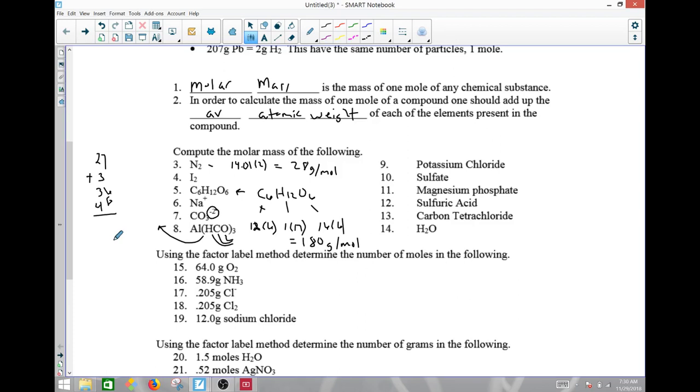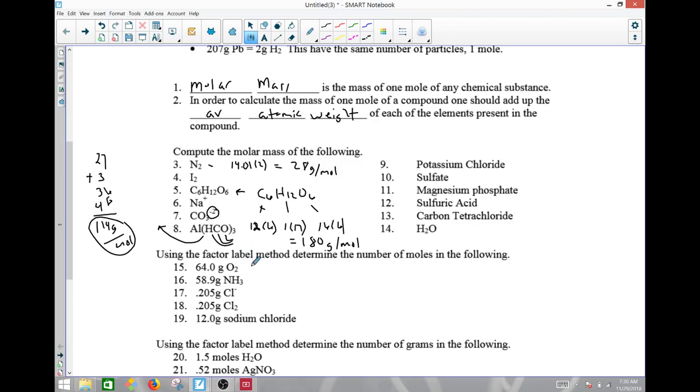27 plus 3 plus 36 plus 48 is 114. So this guy here is 114 grams per mole. And I always like to put the units on there because it reminds me what this thing actually does. All right, so next one, number 15.